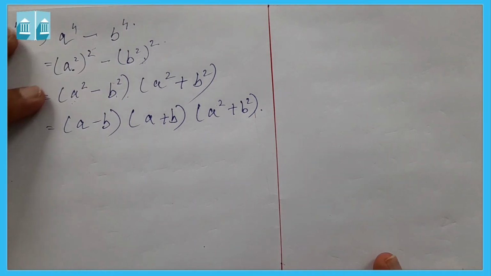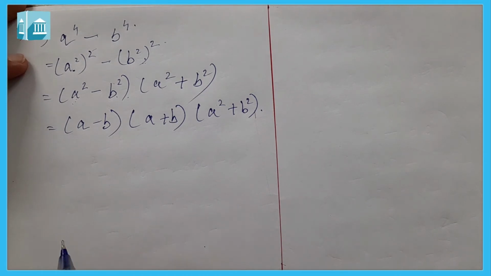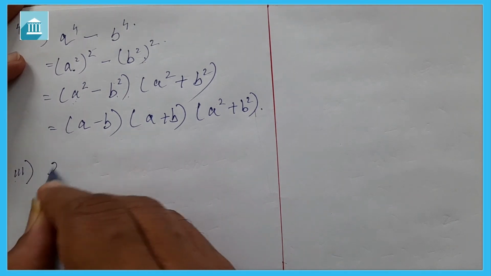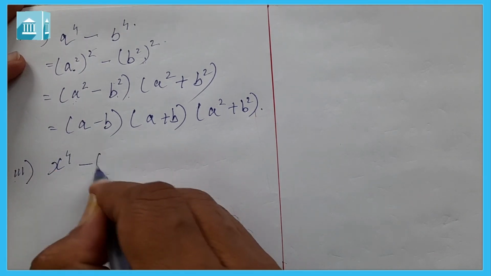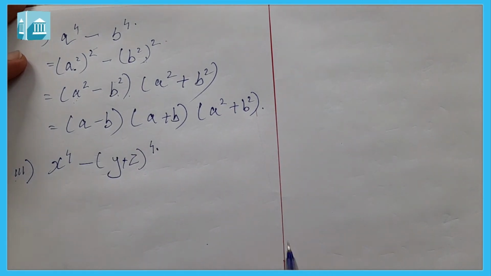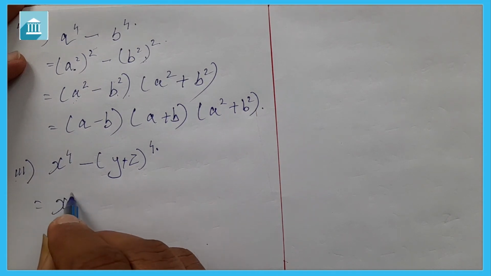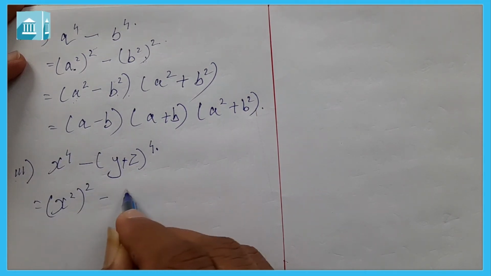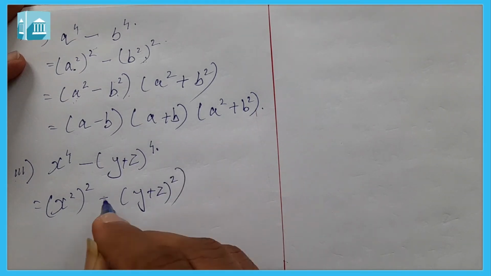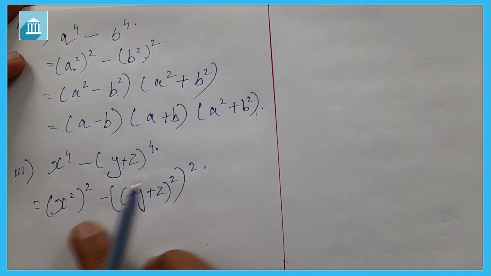Let us see the same one. The second one you can do: (p square) whole square minus 9, where 9 can be written as 3 square also. Let us do the third one. Question number 3 is here, x to the power 4 minus (y plus z) to the power 4. Now this can be written as (x square) whole square minus (y plus z) whole square, a square minus b square.